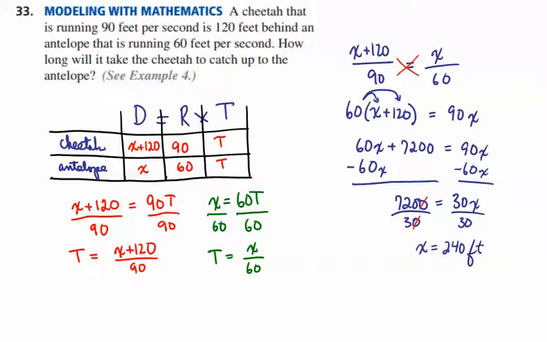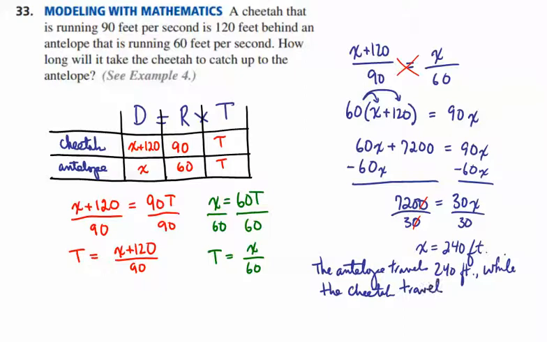240 feet. So what does that mean? The antelope will travel 240 feet and the cheetah will travel 360 feet. The antelope travels 240 feet while the cheetah travels 360, or 240 plus 120 feet.